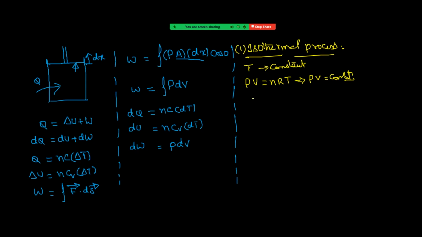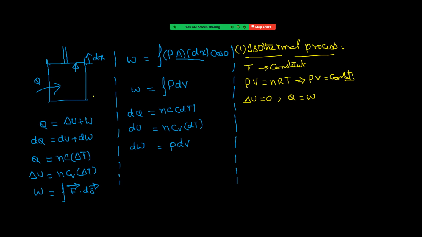And next we can say delta U, which is the change in internal energy, and we know that it is a function of temperature. So since T is constant, delta U is 0. Since delta U is 0, from the first law, Q equal to W.